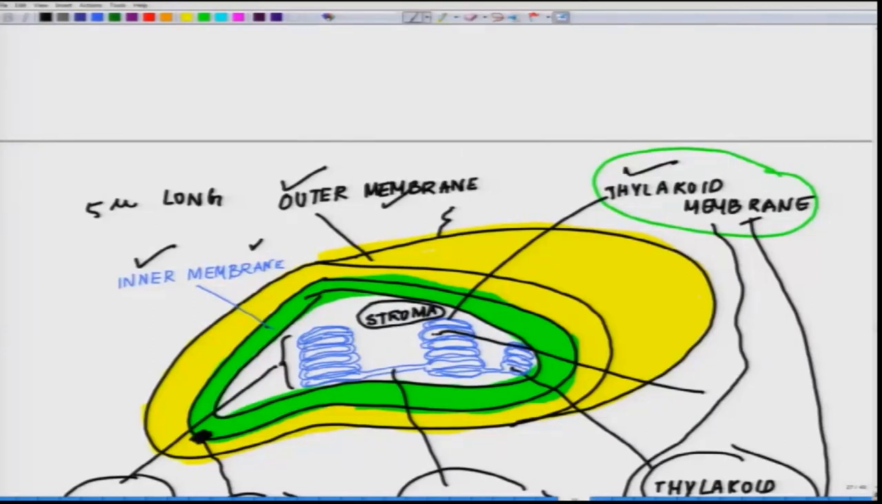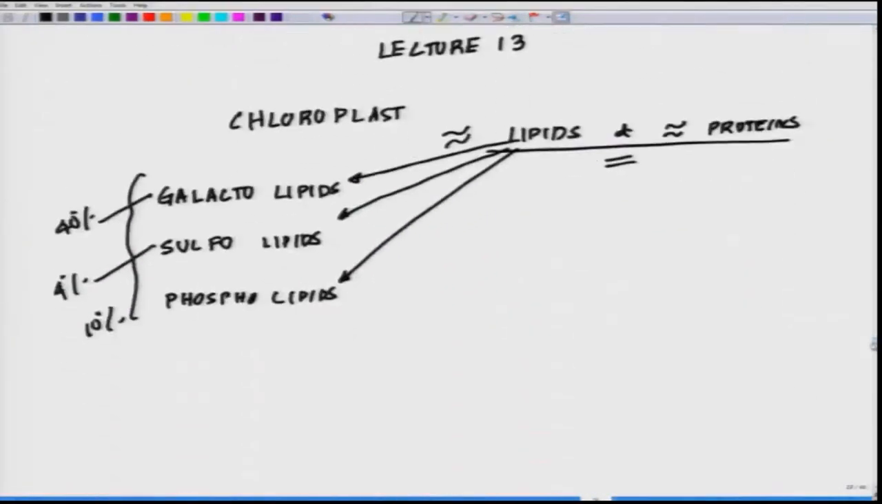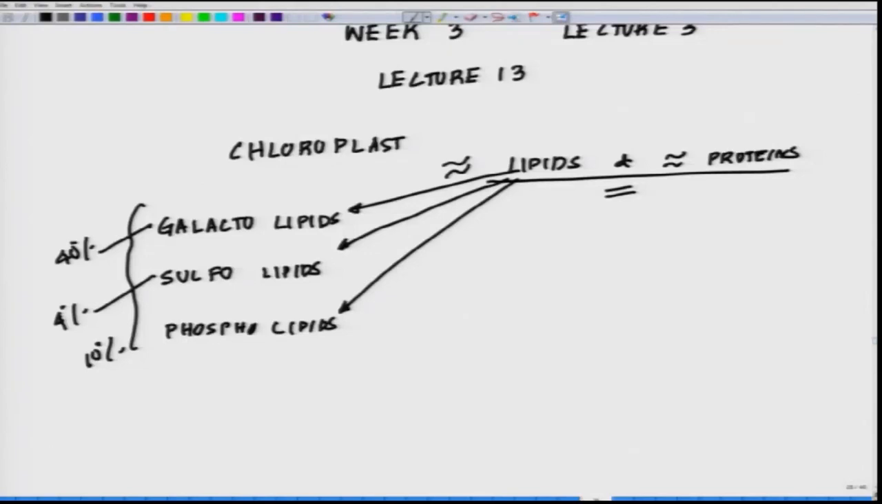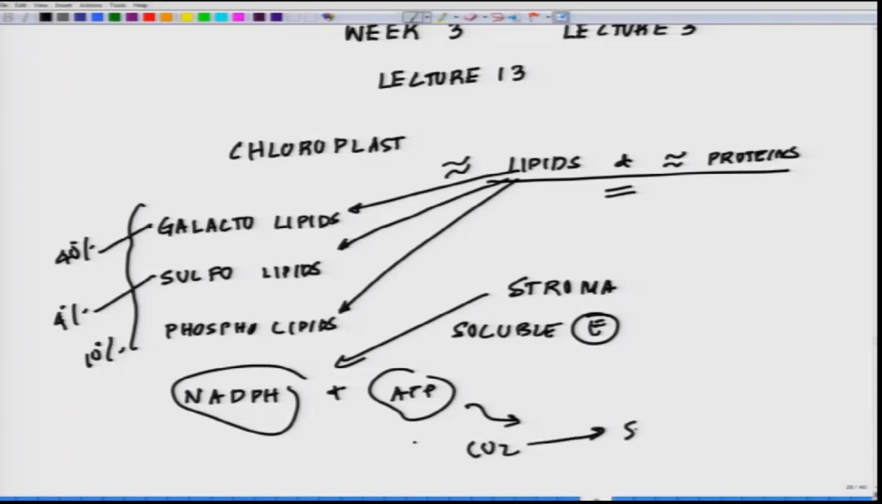The stroma contains soluble enzymes. This is the stroma, a region which contains all sorts of soluble, meaning water soluble, enzymes that utilize the NADPH and ATP synthesized by the thylakoid membrane. These soluble enzymes in the stroma are utilizing this NADPH and ATP in order to convert CO2 into sugar.